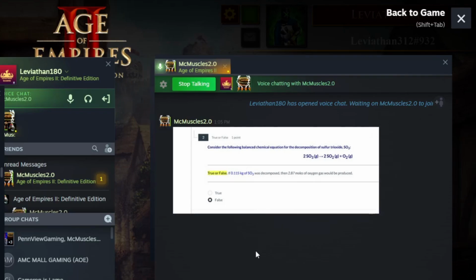Yep, I see it. Consider the following balanced chemical equation. Oh, good, they balanced it for you. Decomposition of sulfur trioxide. True or false? If 0.115 kilograms of sulfur trioxide was decomposed, then 2.87 moles of oxygen gas would be produced. I don't know. I just put false because there's a half chance I could be right or I could be wrong. I haven't turned it in, obviously.